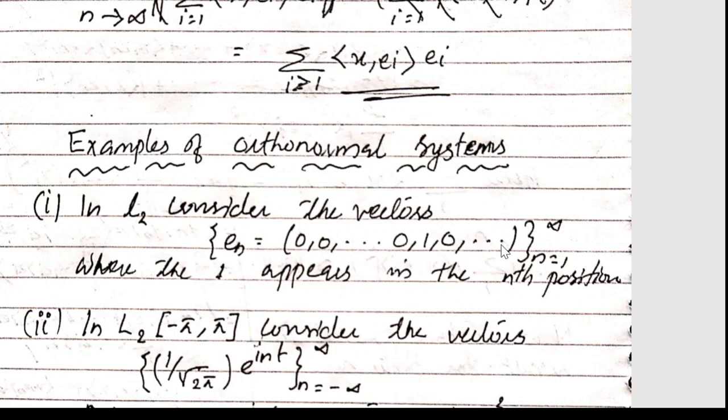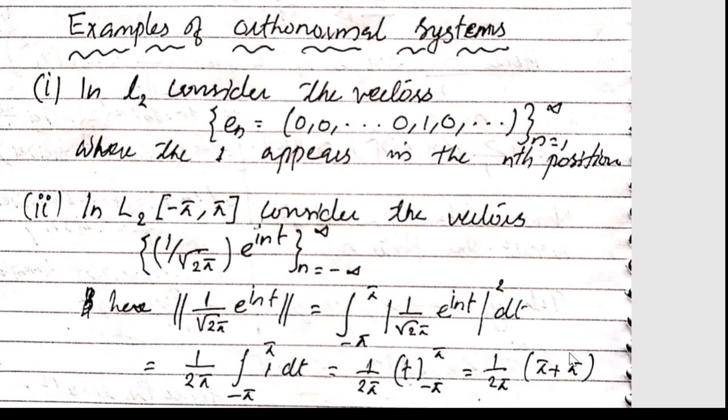Evidently, its norm is equal to 1, since we are going for the supremum norm, the norm is equal to 1. And when you are taking the inner product of any of e1 and e2, we will get it as 0. Now consider in capital L2 of minus pi comma pi the vectors of the form 1 by root 2 pi e raised to int, where n is running from minus infinity to infinity.